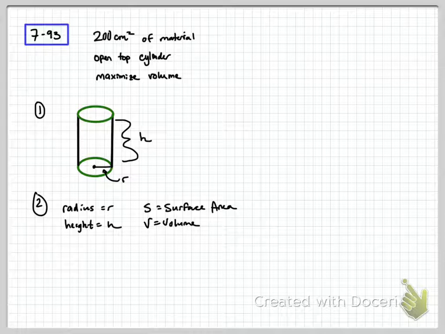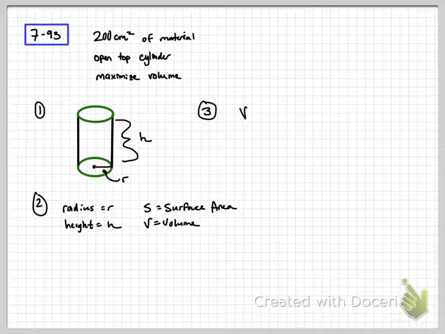Alright, once we've done step 2, we're going to move on to step 3. To construct equations that relate the variables. So we'll start with volume, since that might be the most straightforward. So the volume is the area of our base, which is a circle, so it's pi r squared, times our height, which is h. So that's our volume equation.